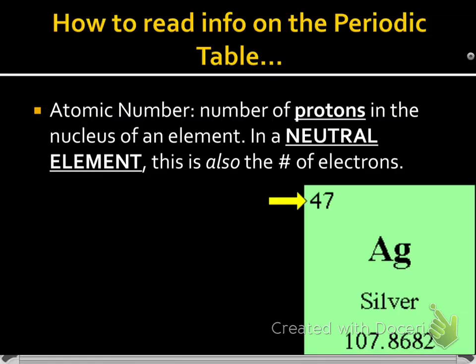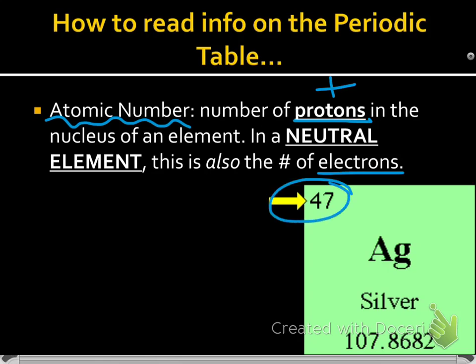So how to read info on the periodic table. I hope this is also a review for you a little bit. But the atomic number, like we just said, is the number of protons. Those are the positively charged particles in the nucleus of an element. In a neutral element, your atomic number is also your electrons. So let's say silver is neutral.